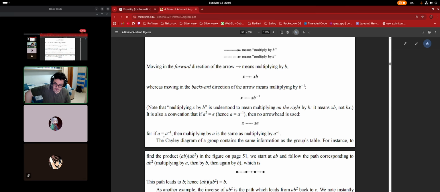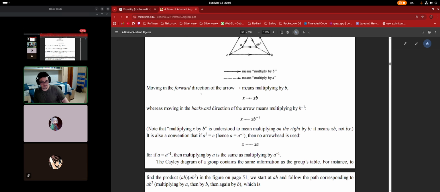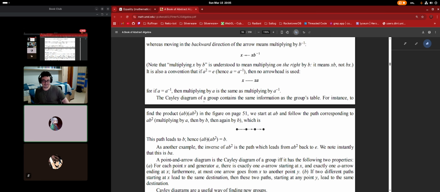If A equals the inverse of A, then multiplying by A is the same as multiplying by the inverse of A. The Cayley diagram of a group contains the same information as the group's table, but you can walk through it, which is cool. If you have AB squared and you want to know how to get to E, you multiply by a B and then by an A, or by an inverse of A, and you get to E. Yeah, this is basically a graph representation of the tables we've seen earlier. I think this is actually nicer.